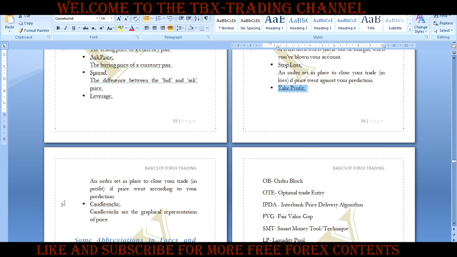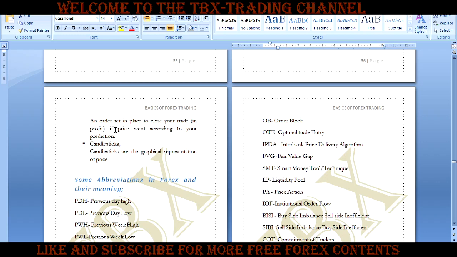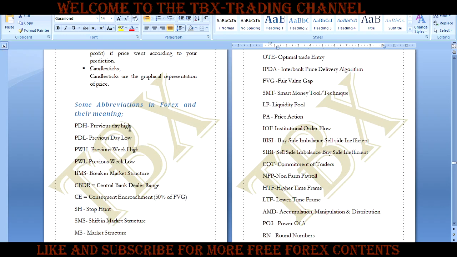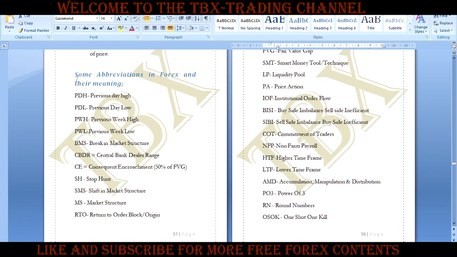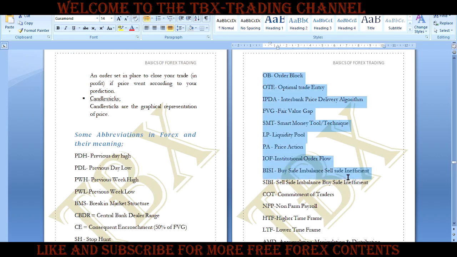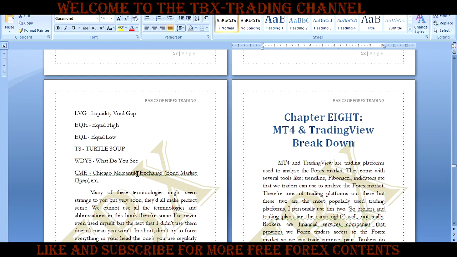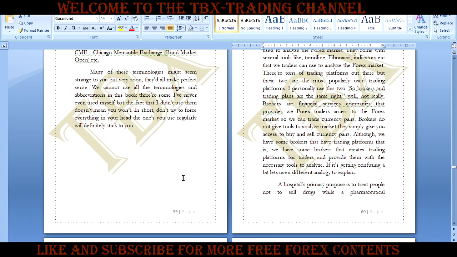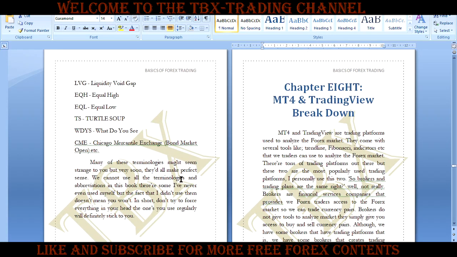Take profit. This is another place to close your trade, in profit, that is, if price went according to your prediction. We have candlesticks. These are graphical representations of price. You're going to see them very soon, and some abbreviations. You can check out all these. I personally don't use all of these, I just brought them out so that you guys can see them, but I use a few of them. Many of these terminologies might seem strange to you, but very soon they'll make perfect sense.